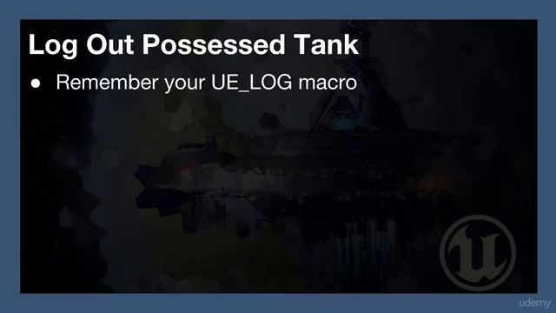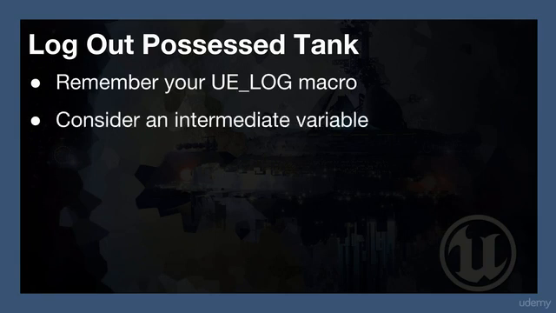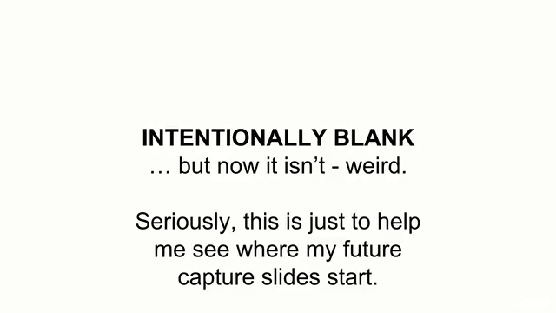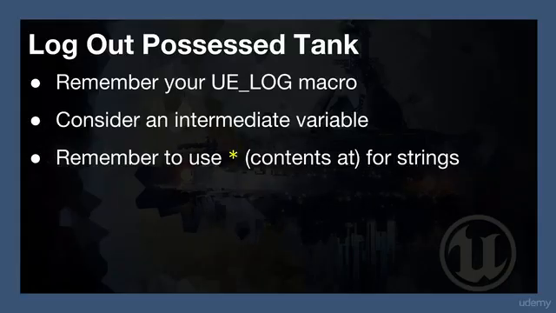Ideally write 2 if statements. Remember your UE log macro, I've just started to use it. Consider an intermediate variable to make things easier to write. Remember you're going to need to use the contents at operator with strings inside a text macro. And the other thing I would say is you probably want to write an if condition so that you check and see if you've actually got a possessed tank. If you haven't, say you haven't to the log, and if you have, say that you have and report what it is. But as I say, if you keep seeing logs to say that you haven't got it, that's fine. We'll talk about why afterwards. There's a subtlety here. Okay, so anyway, just try and get some logging that tells you whether you have or haven't currently got a possessed tank as far as the code is concerned.